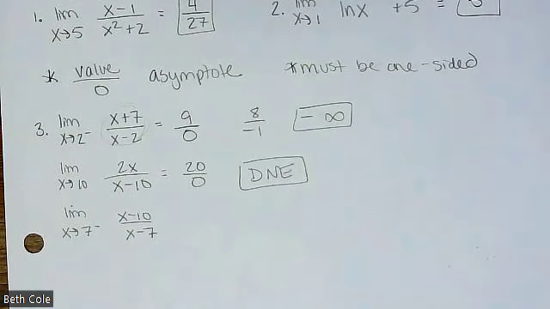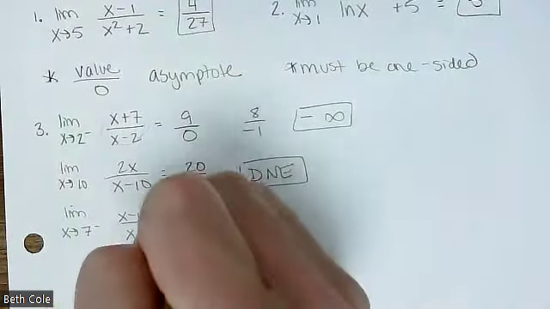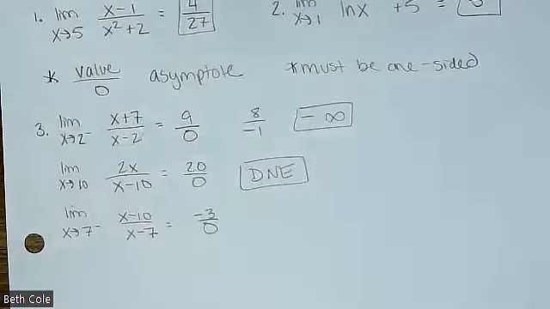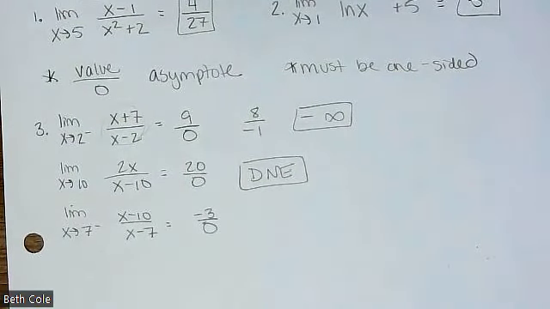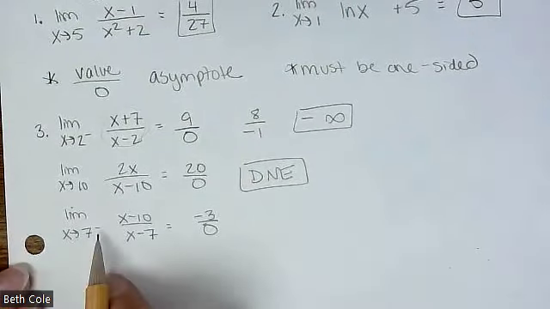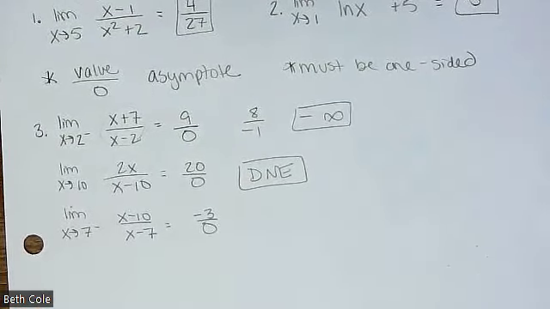I know it's 7 from the left, but you want to just plug in 7. Plug in the number, see what happens, all right? So if you plug in 7, you're going to get -3 over 0. And you're going to go, oh, that means asymptote. Is it one-sided? Yes. Okay, so you're going to pick a number to the left of 7.